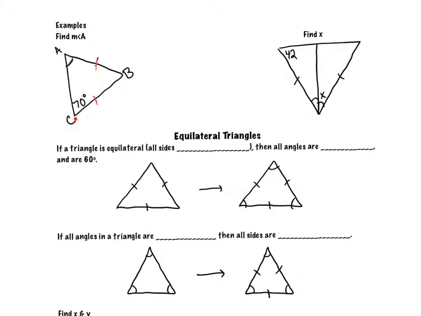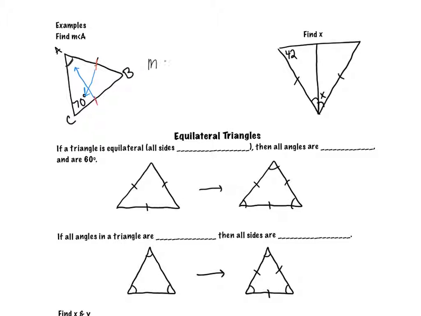Those two are congruent. Do you mean AC the side or AC the angles? The angles. It's the angles. So because these two are congruent, the angles opposite those are congruent.